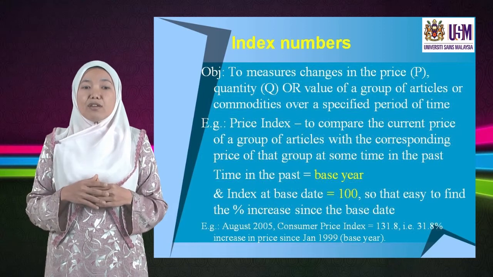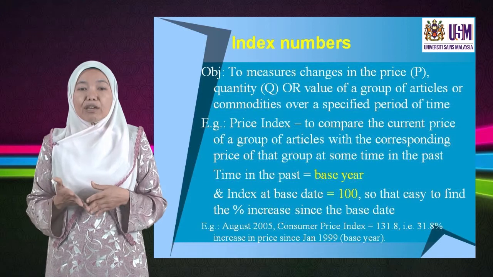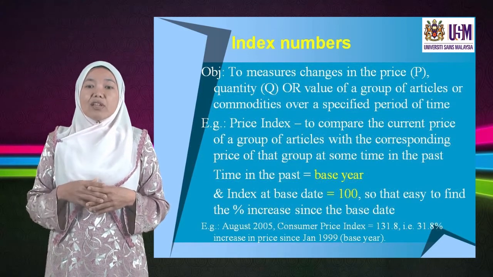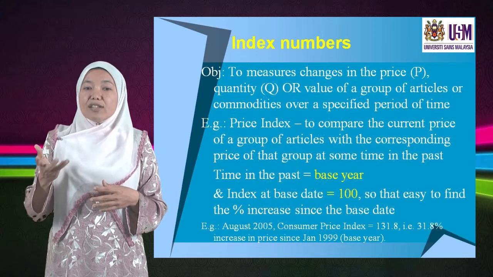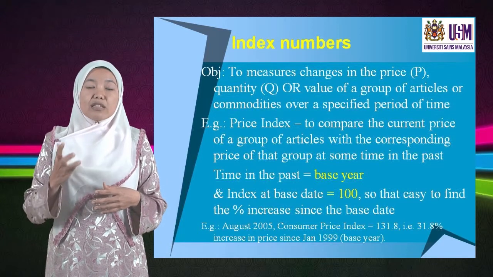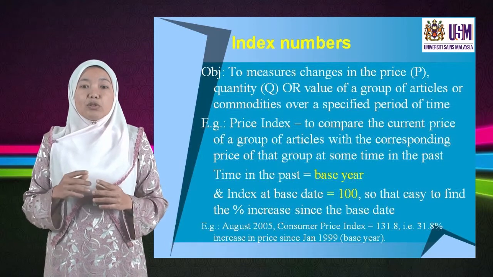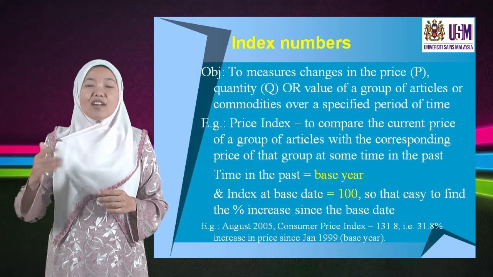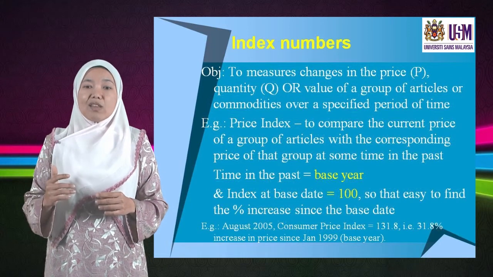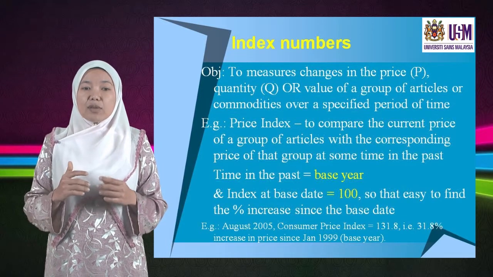So in this case, if you come across information, for example, August 2005, consumer price index stood at 131.8, what does it mean? It means that, given that January 1999 is the base year, if the CPI in August 2005 stood at 131.8, that means from January 1999 to August 2005, price has increased by 31.8%. So that is the average price increase in all goods and services that is being calculated.